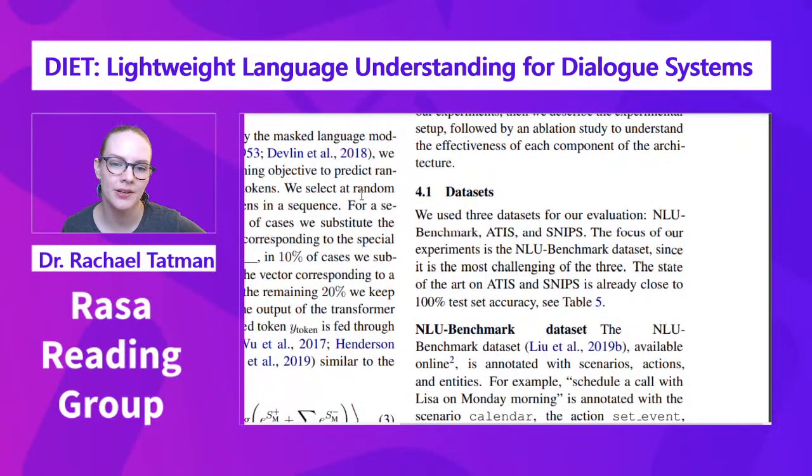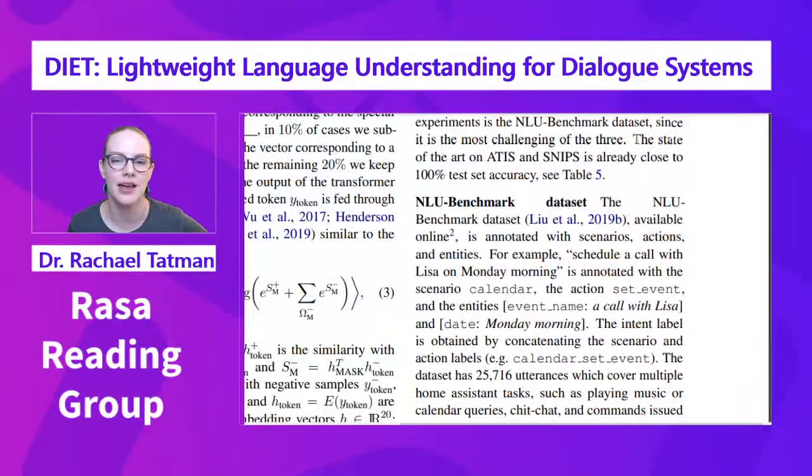Datasets. We use three datasets for our evaluation: NLU benchmark, ATIS, and SNIPS. The focus of our experiments is the NLU benchmark dataset, since it is the most challenging of the three. The state of the art on ATIS and SNIPS is already close to 100% test set accuracy, see table 5. So it looks like folks are pretty much at ceiling on this task already.